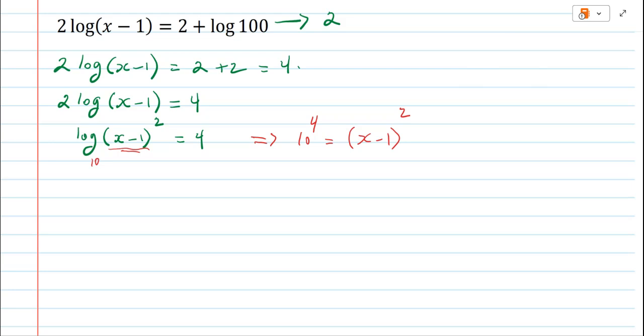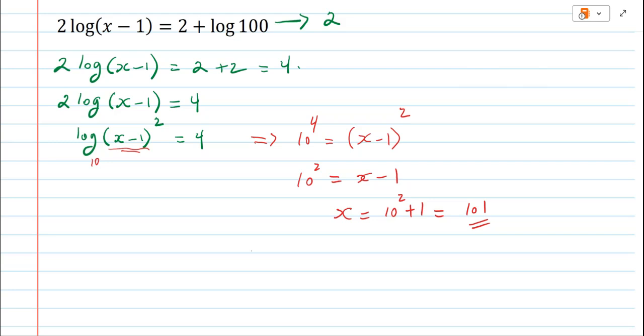Now we have a quadratic equation to solve. I want you guys to go ahead and solve it because this is just a quadratic equation. You expand the other side, or you can just go ahead and do it right away. That doesn't really matter. But in this case, the best thing to do is take the square root of both sides. You get 10 squared is equal to x minus 1. So x is equal to 10 squared plus 1, which is equal to 101.